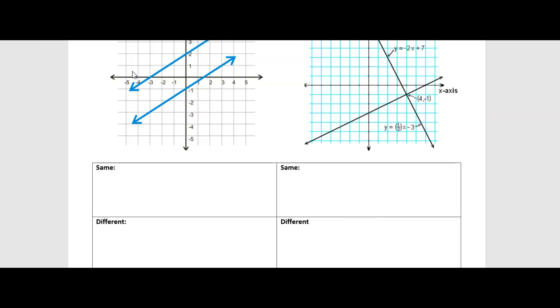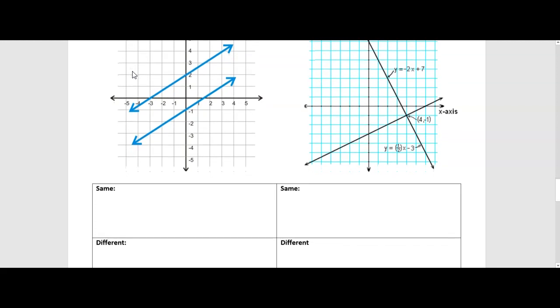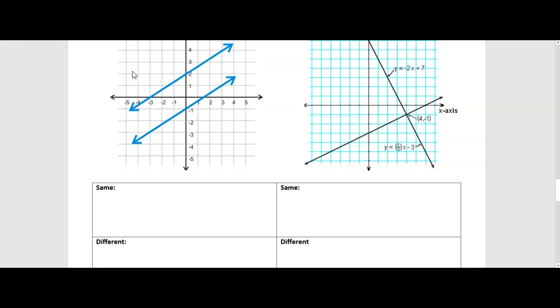Okay, so for the parallel lines, a couple things we may notice. If we found the slope of both of those lines, we would see that the slope is the same. Okay, so the slope for parallel lines ends up being the same slope. You could come up with several differences. One of the key differences that we're going to focus on is y-intercepts. The y-intercepts of parallel lines are always going to be different.